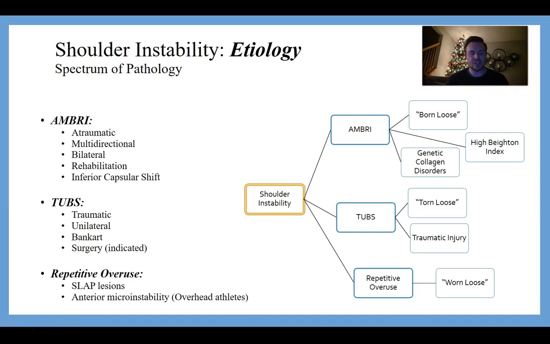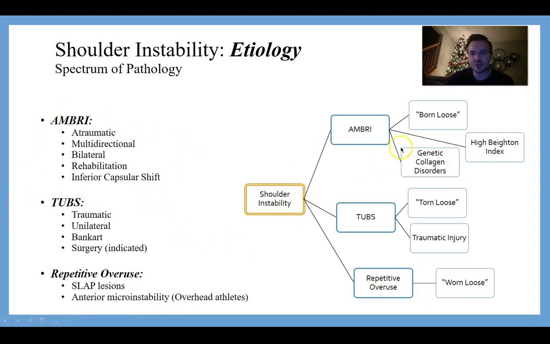Rehab is the first line of defense, and then if rehab has failed, then an inferior capsular shift surgery may be indicated. TUBS stands for traumatic unilateral Bankart injury, which is an antero-inferior injury to the labrum, and surgery is likely indicated to fix that. And then finally, you have your repetitive overuse injuries like your SLAP lesions or your micro instabilities or sometimes your multi-directional instabilities are categorized here. So multi-directional instability may also be here, and we'll go into what that actually means.